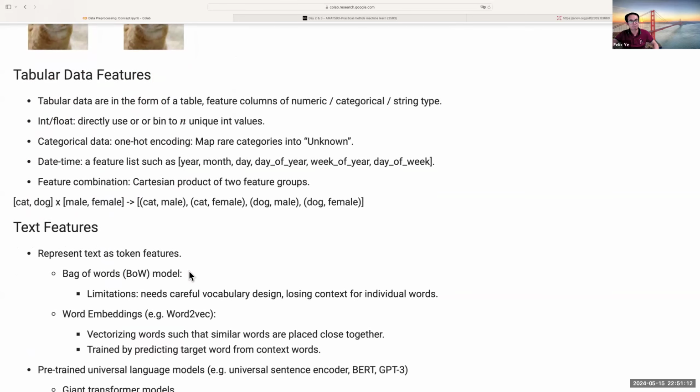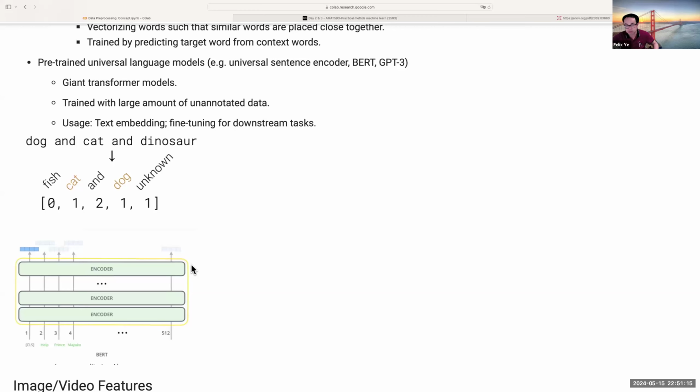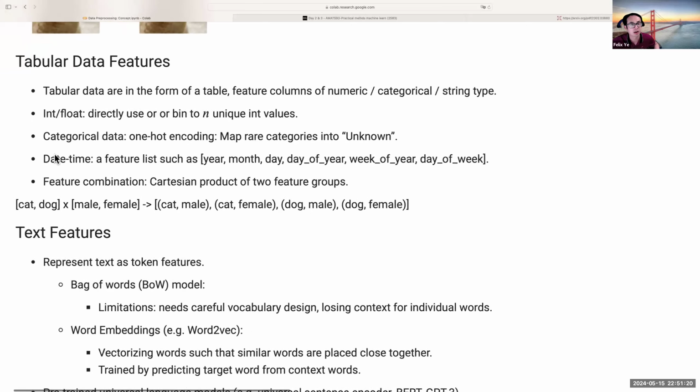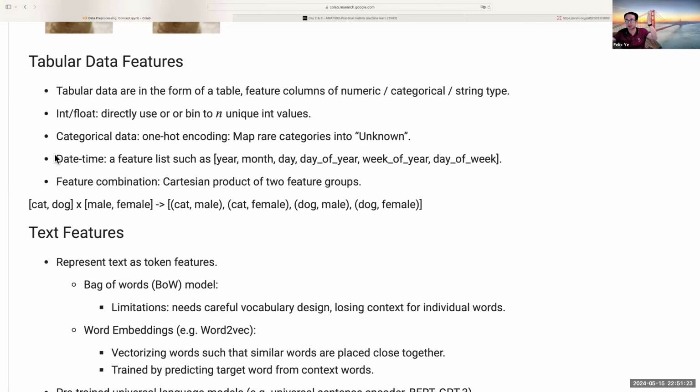There are a bunch of other things. For example, tabular data, like this pandas data frame, is very common. It usually has numerical features, categorical features, and string features. If it is an integer, you can directly use that, or you can bin it into n different unique integer values. It depends on what you need. If you have a lot of integer values, you might need to consider binning them.